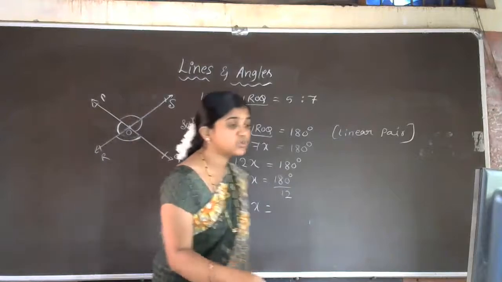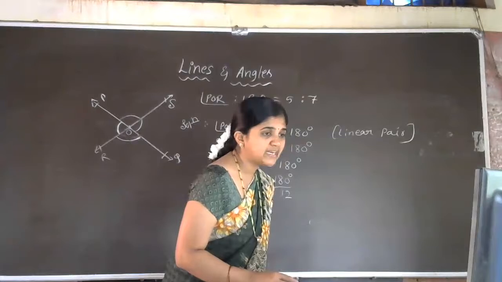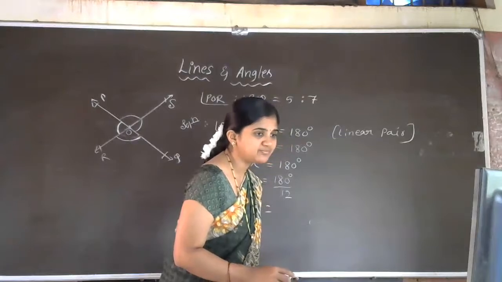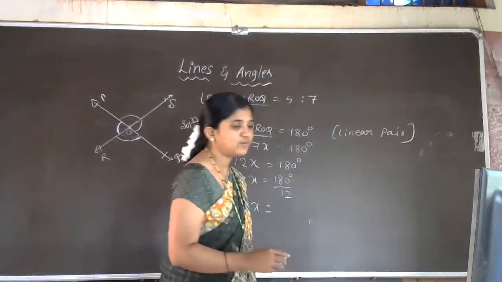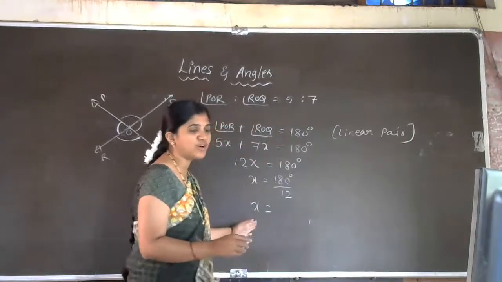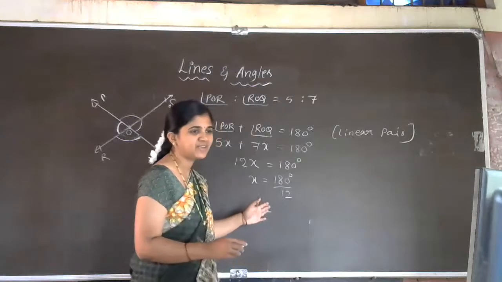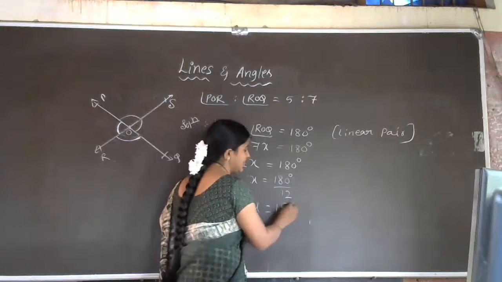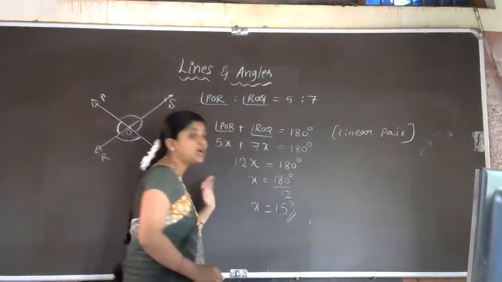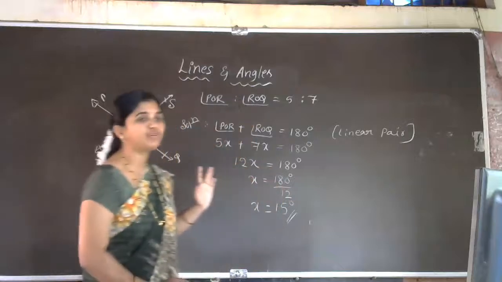What is the answer, students? 180 degree divided by 12. What is the answer for this one? Simplification part. Yes, x is equal to 15. Yes, very good. x is equal to 15 degree. Thank you so much. x is equal to 15 we got.